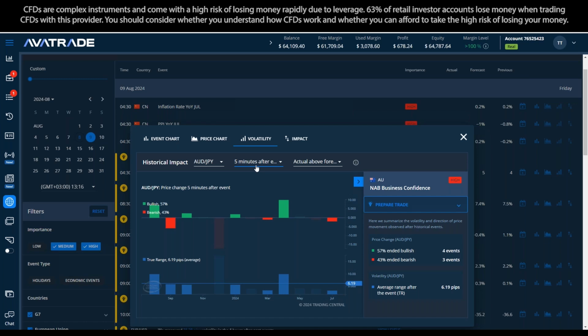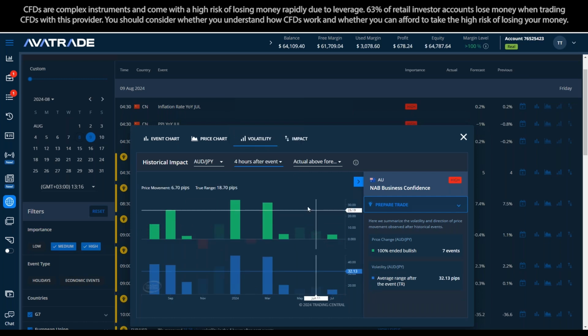On the Australian JPY, if you see in the first 5 minutes that it's only moved maximum up 10 pips, 9 pips, some of them even down, and then after 4 hours you expect that they're all going to be up based on the past statistics, it's almost a no-brainer to try and take a shot on a trade like this if you watch this announcement come in and it comes in above forecast.